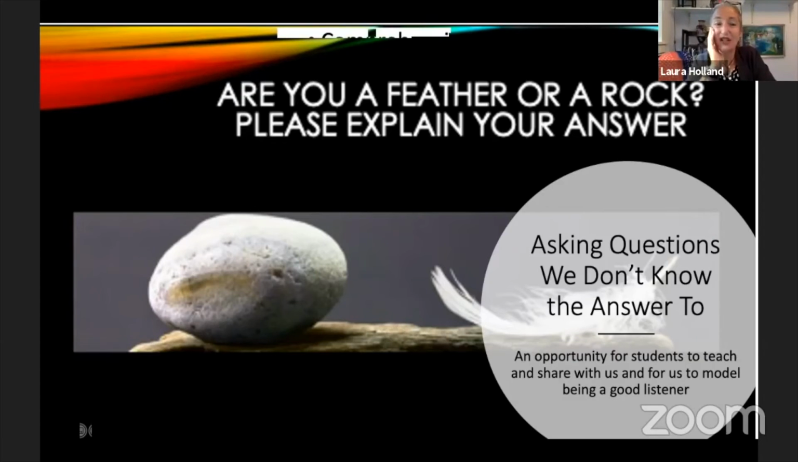This is another one that I thought would go on for maybe three to four minutes and then they would be finished. And they were like, no, we need more time. Don't end the breakout rooms yet. The question was, are you a feather or a rock? Either one is right, but you have to explain your answer. Giving students time to think is a really important practice.